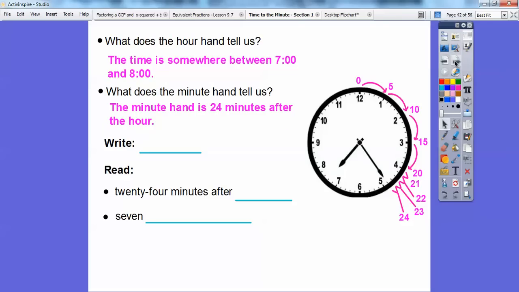Let me move that up. So we're going to write it as 7:24. So this says 7:24, and we read it as 24 minutes after 7, or here we write it as 7:24. Okay, all right, so that's how we write that.